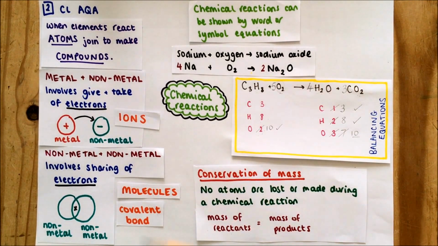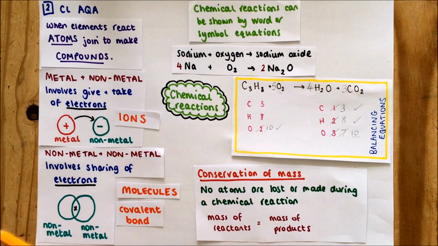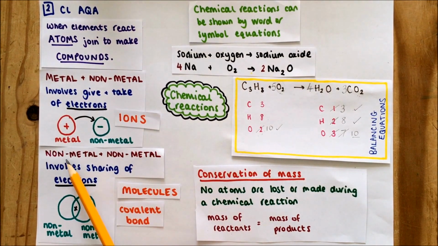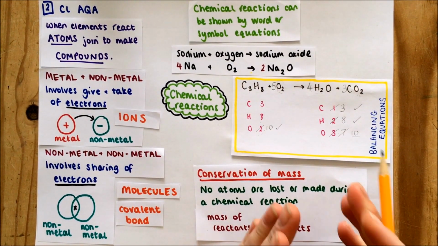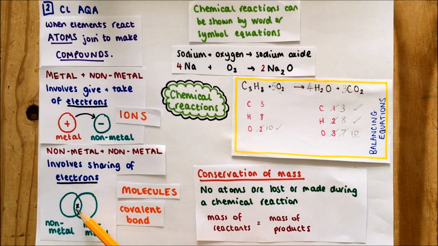Okay, so that's chemical reactions for C1. So knowing that when elements react, atoms join to make compounds. We're going to have metals and non-metals. And if we have a metal and non-metal, so 2 different things, we have to give and take electrons from one to the other. The metals lose and become positive. The non-metals gain and become negative, and we form ions. With a non-metal and a non-metal, they're the same, so they'll share electrons, just those things in the outer shell, and they make molecules and they're joined by a covalent bond.